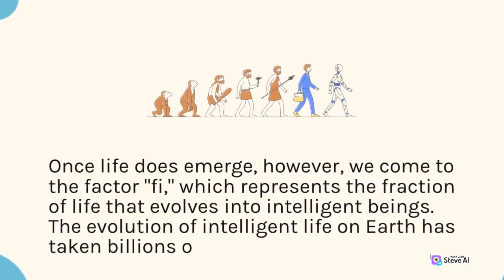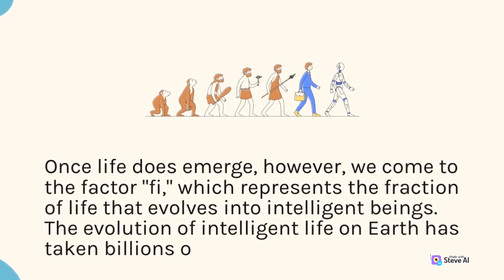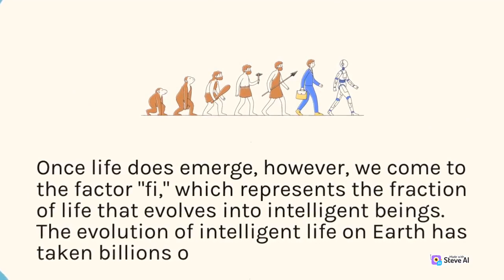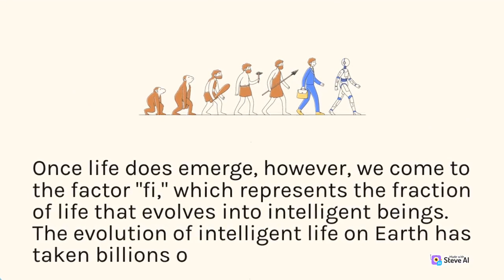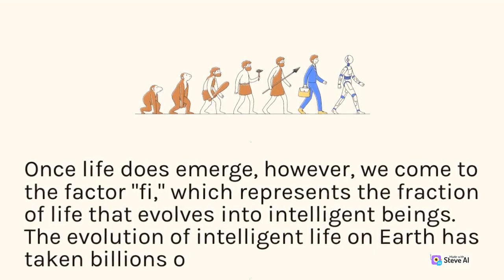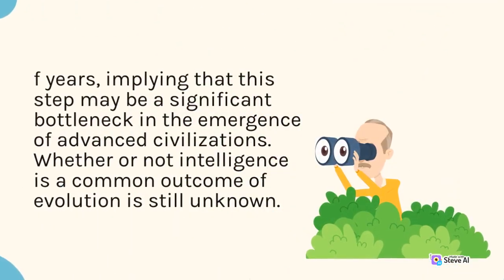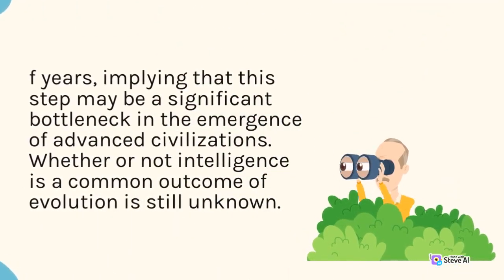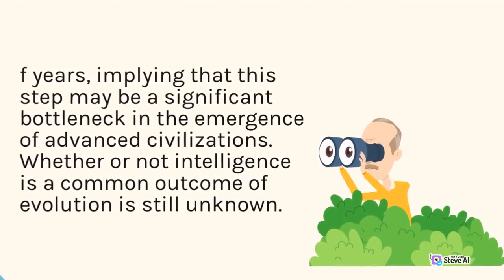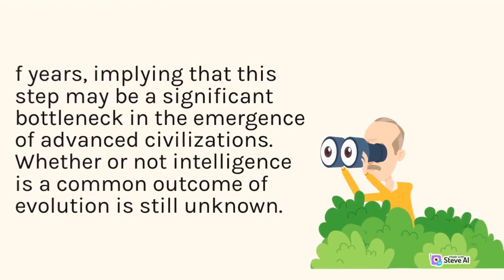Once life does emerge, however, we come to the factor fi, which represents the fraction of life that evolves into intelligent beings. The evolution of intelligent life on Earth has taken billions of years, implying that this step may be a significant bottleneck in the emergence of advanced civilizations. Whether or not intelligence is a common outcome of evolution is still unknown.